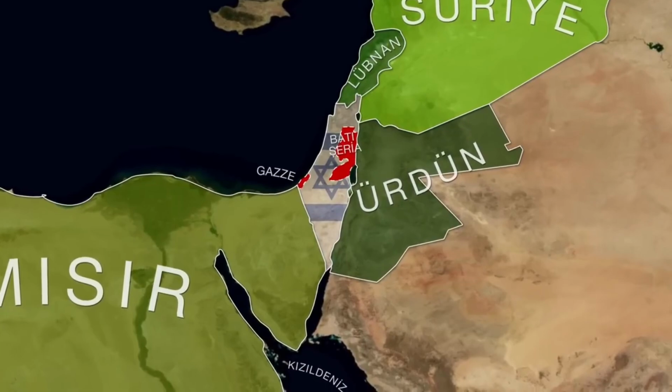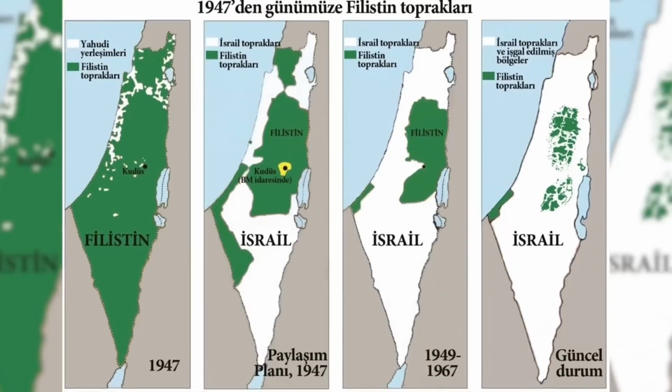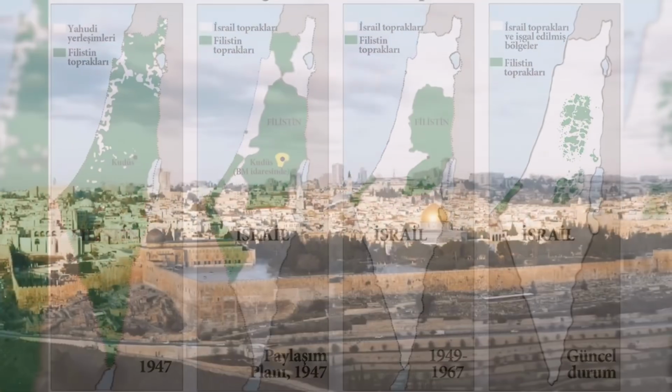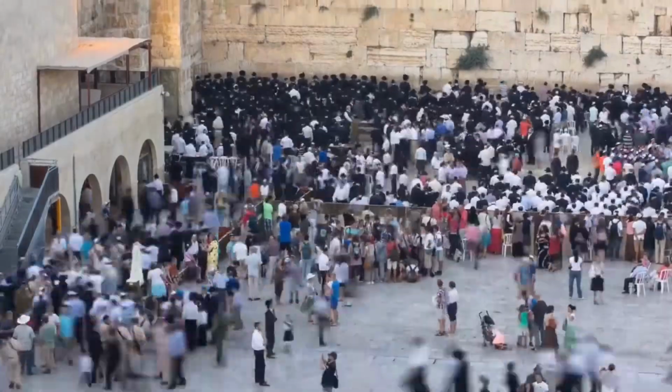In 2005, Israel withdrew from the Gaza Strip, but the fighting in the area did not end. Hamas took control of Gaza, further increasing tensions between Israel and Gaza.